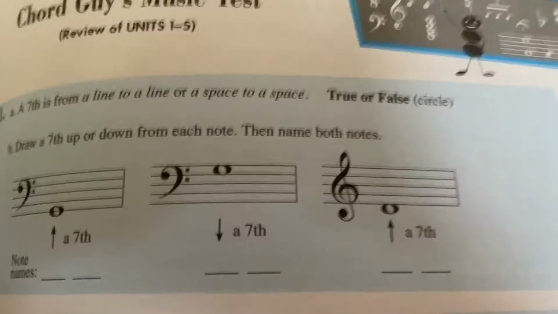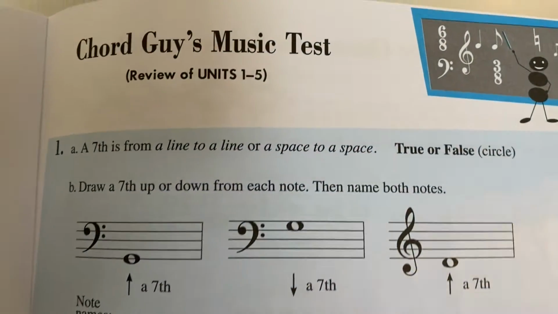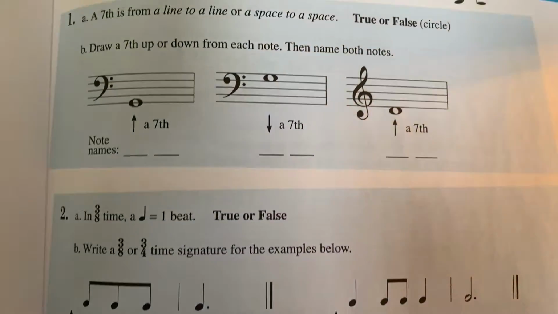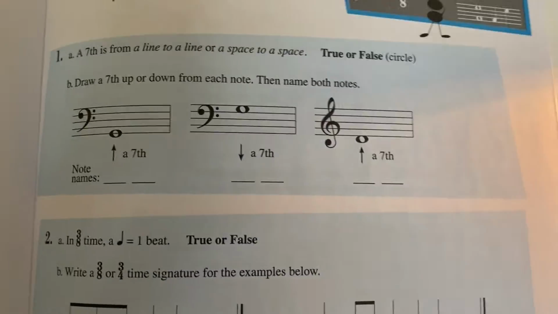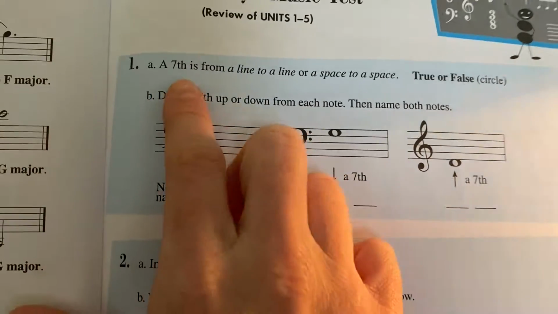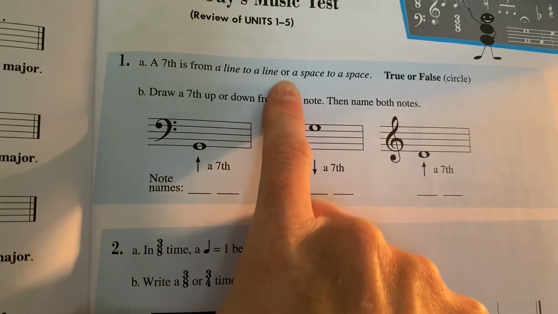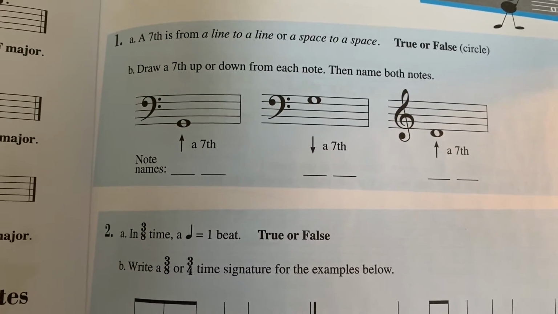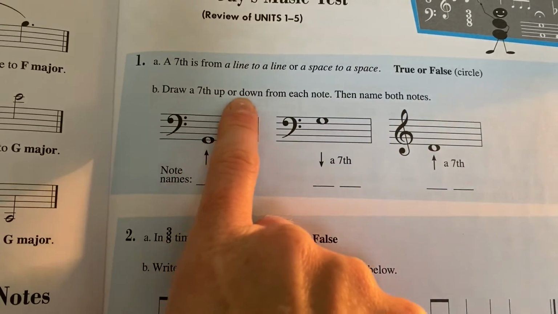All right, here's our little musical test. So what I want you to do is go ahead and fill this out. Once again, fill it out, turn the video off for a minute, and then come back. And then I'm gonna give you the answers. So it says a seventh is from a line to a line or a space to a space, true or false. Okay, let's see. Draw a seventh up or down from each note.